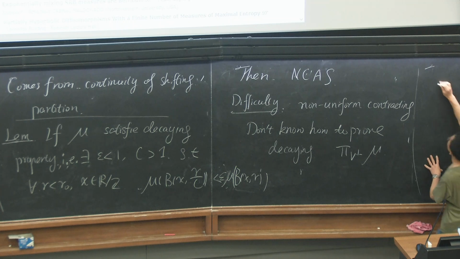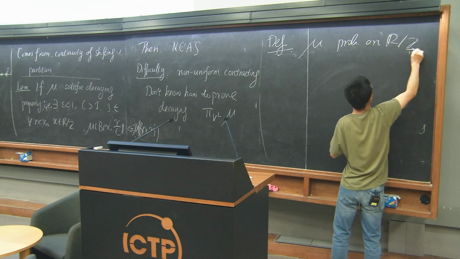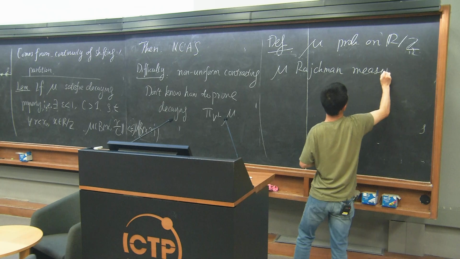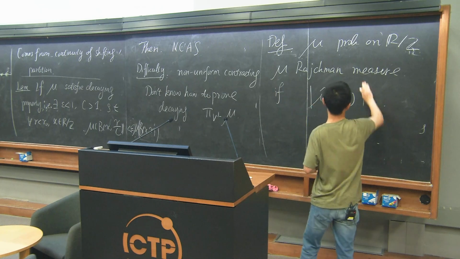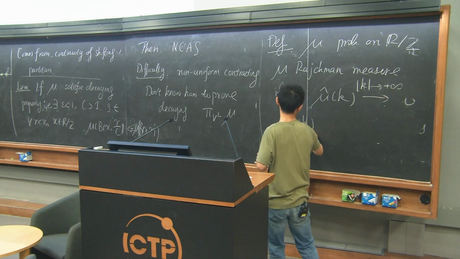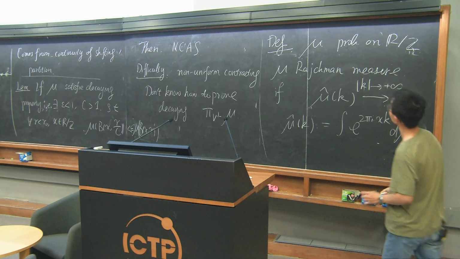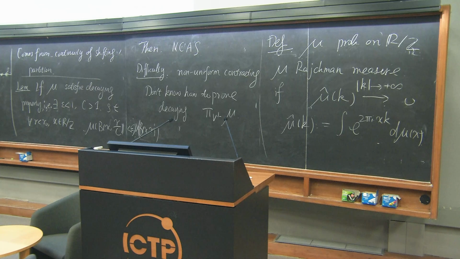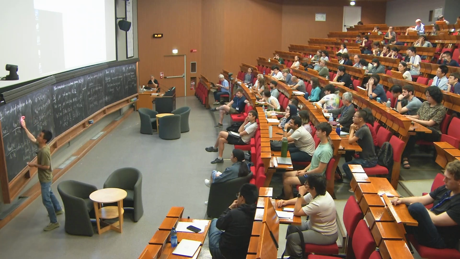So let me do a quick definition. Again, mu is a probability measure on the circle R over Z. Then I say mu is a Rajchman measure if the Fourier coefficients of mu go to 0 as k goes to infinity. Here the Fourier transform is defined by the classical one, the integral of e to the 2 pi i x k d mu of x. Then I will try to give a proof of the proposition that this Rajchman measure property also implies NCAS. It's a replacement of the decaying property in this case.